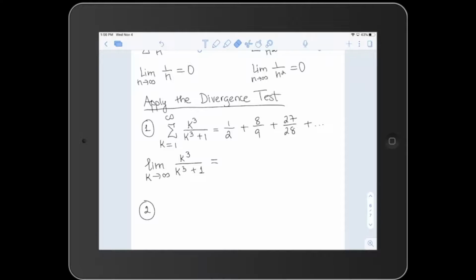You can think about this as a rational function with asymptote 1 over 1. Or if you want to be completely formal, this is 1 over 1 plus 1 over k cubed, right? I divided by k cubed. And now you know that the fraction in the denominator, 1 over k cubed, goes to 0. So this is 1. Okay, I'm sorry about that. No, that's okay.